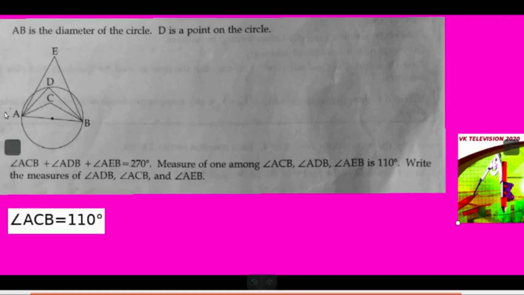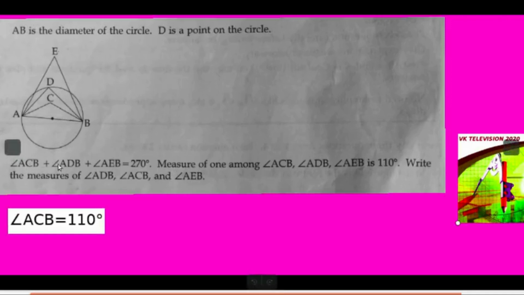Now D lies on the circle, so this angle is 90 degree. This angle lies inside the circle, so angle ACB is equal to 110 degree. So we can choose angle ACB is equal to 110 degree from these three angles. Now this angle is 110. This is 90 degree. Angle ACB is equal to 110.